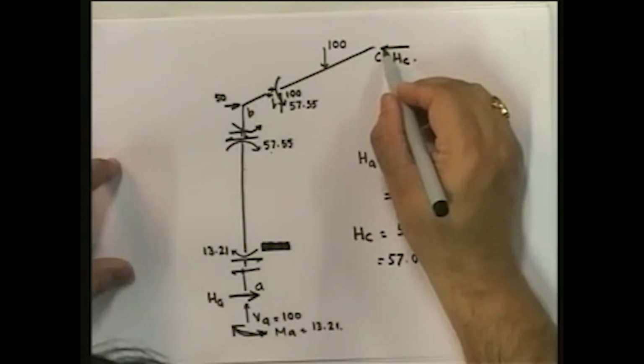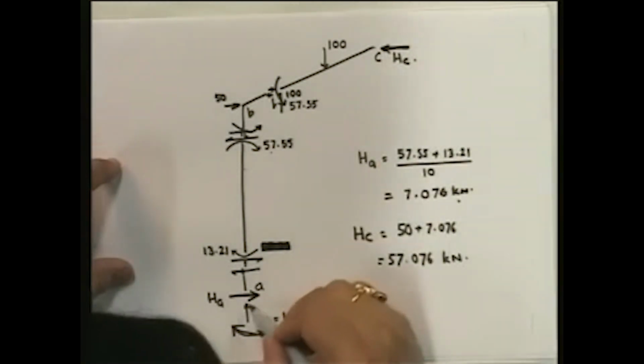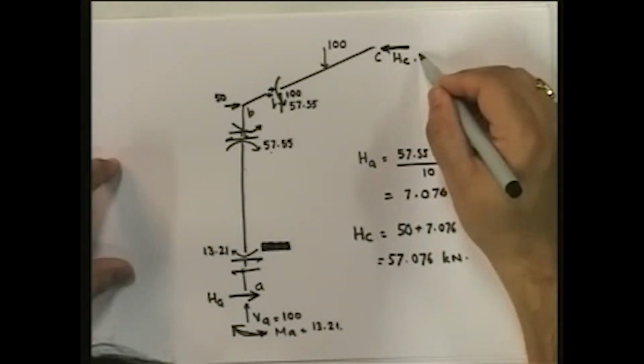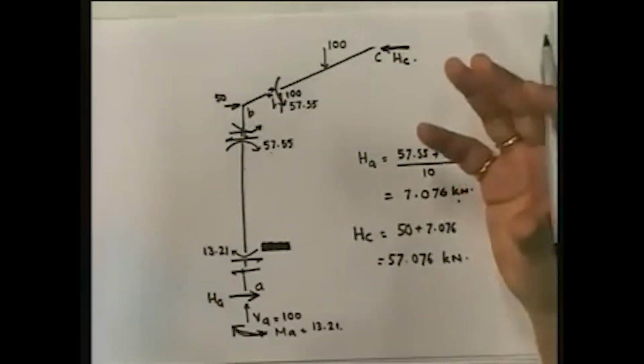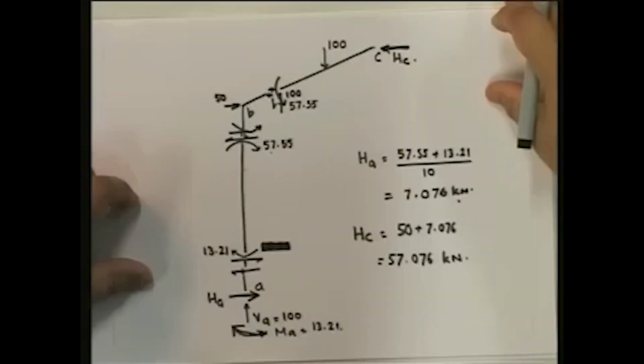So that means HA is in this direction and the value is 7.076. Okay, in the previous case, what was this? 15. HC becomes 57.076. What was it before? 65. So we seem to be going in the same direction. Same direction meaning that the member end moments and the support reactions seem to be all less. Okay, so still we think that things are going to improve.